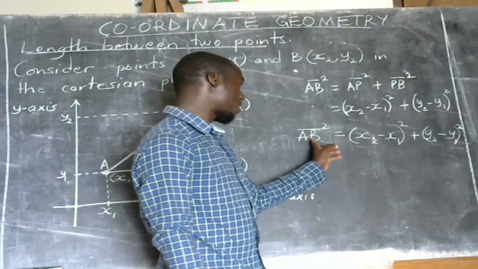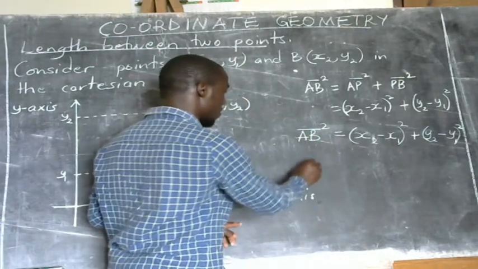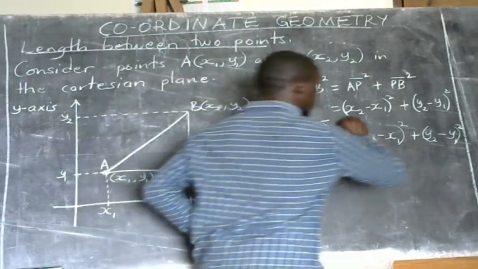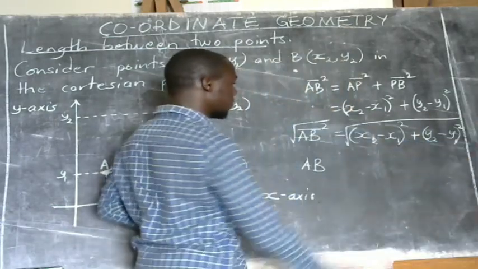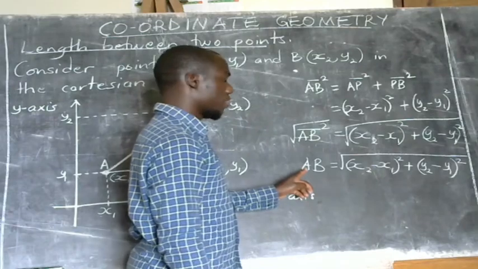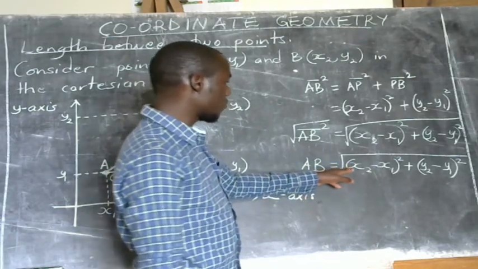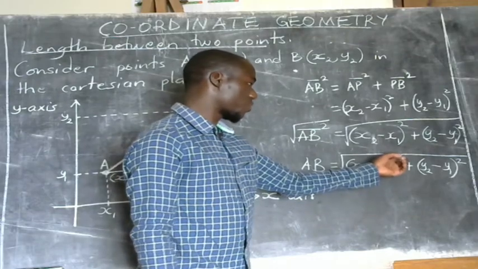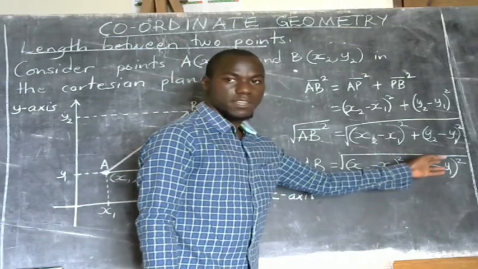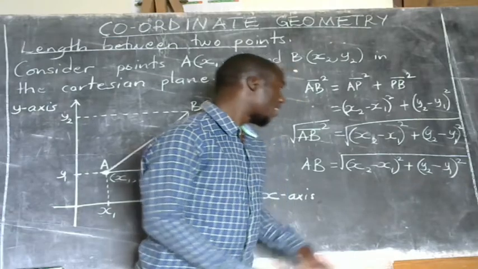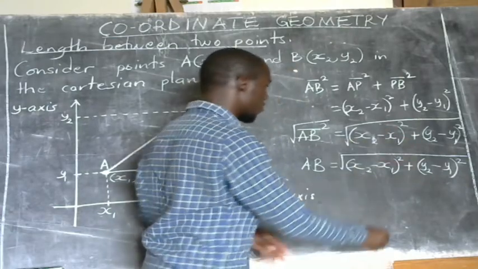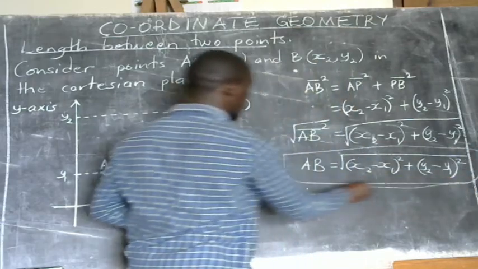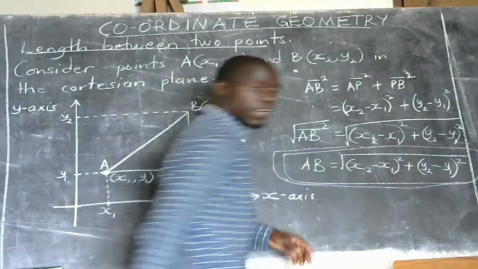Now if I need the AB alone, I apply the square root on that side and the square root on that side. My AB is going to be equal to the square root of x2 minus x1 squared, plus y2 minus y1 squared, all under the square root. So for the length between any 2 points, I'm going to be using that formula.